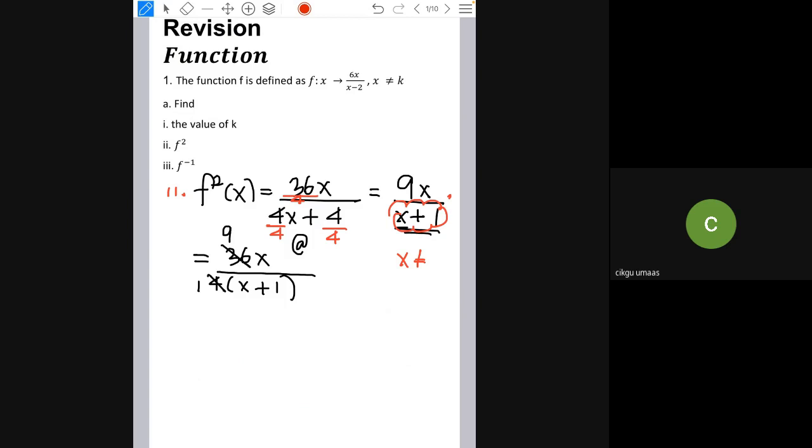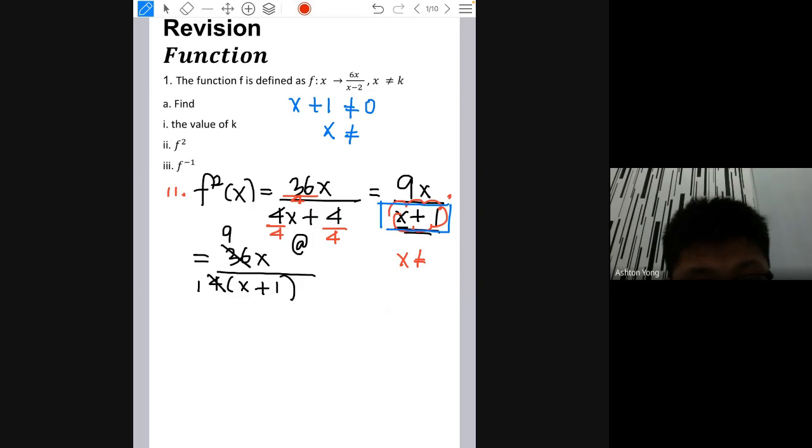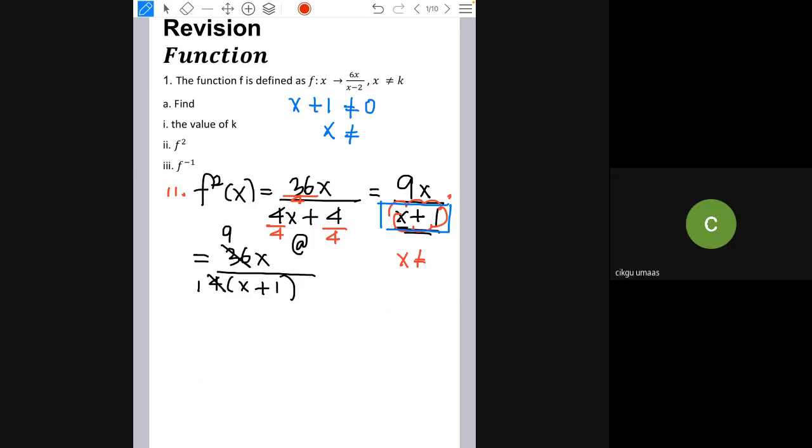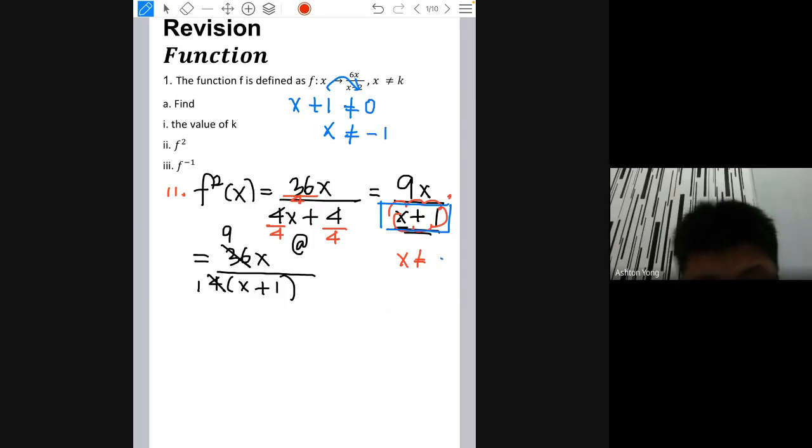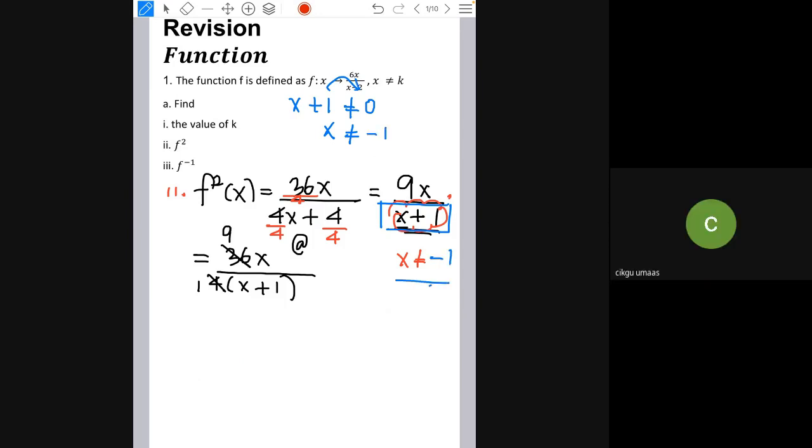According to your observation, what is the value of x which is not allowed? I remember telling you the bottom one can never be equal to what, Ashton? 0. So the x plus 1, if it cannot be equal to 0, what is the value of x which is not allowed? 0. One move to the other side will become negative 1.